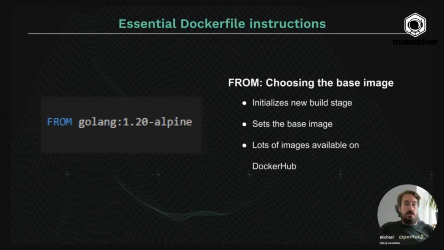Choosing the base image. The FROM instruction starts a new build stage and sets the base image for your container. You can choose any valid image, many of which are available on Docker Hub. In this example, the Dockerfile pulls the official Golang image, specifically the 1.20-alpine version. Now I say version, but that's actually the tag of the Docker image. The tag is optional. However, if you omit it, the Dockerfile will automatically default to the latest version, and it may not be the version that you want.